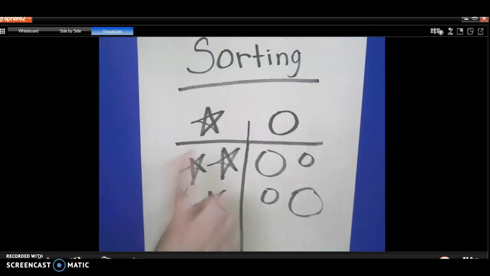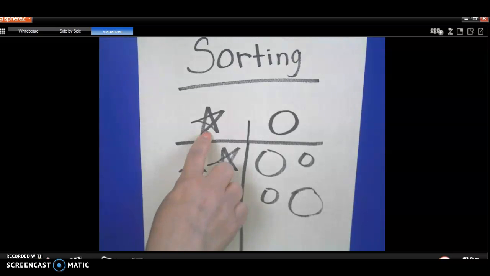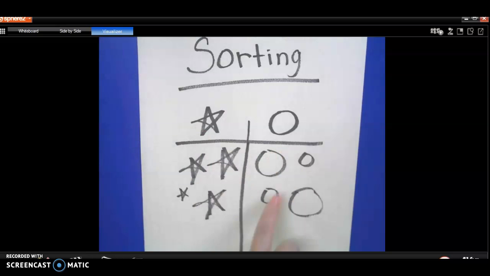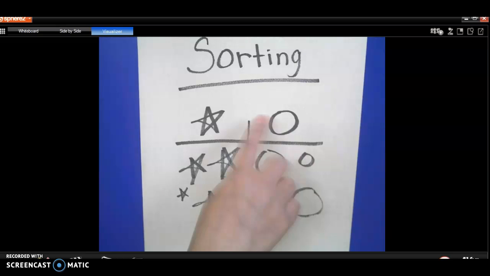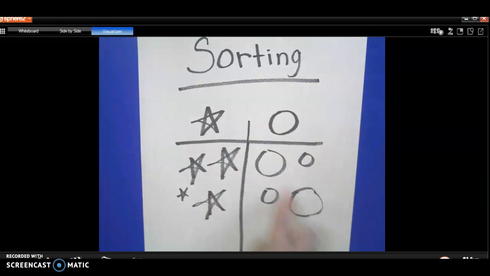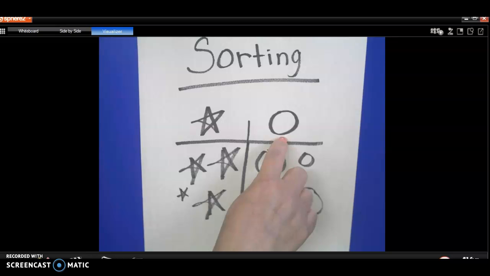Like here, I sorted all the stars together. There may be some big ones, some small ones, but they're stars. That's what I'm sorting by. That's the attribute, by how it looks. And circles. I am grouping them together by how they look. They could be small or big, but I'm just looking for circles.